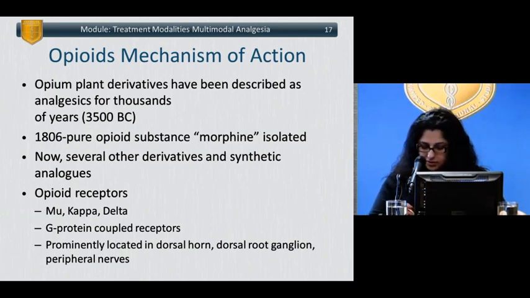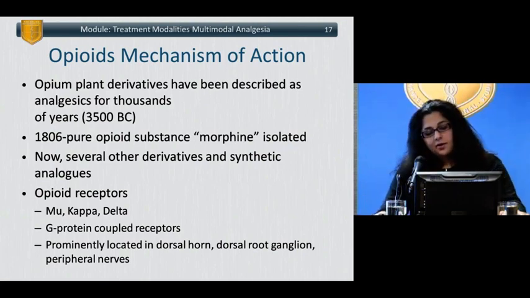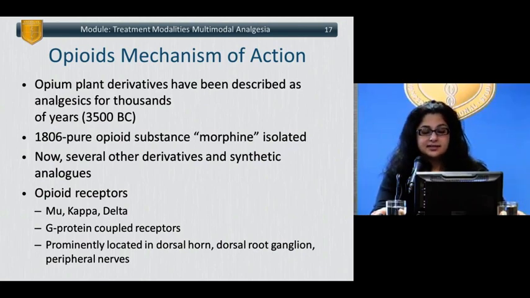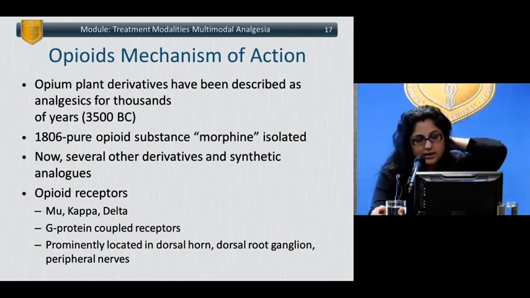So that leads us into our discussion about opioids. Opioids were initially used back in 3500 BC. Or actually, Incas used to chew poppy seeds and spit in the wound of the warriors. And basically what that would do was provide opium, which is what opioids are made from, and provide analgesia to the warriors that were wounded. The pure substance morphine was isolated in 1806, and now we have several other derivatives and synthetic analogs.